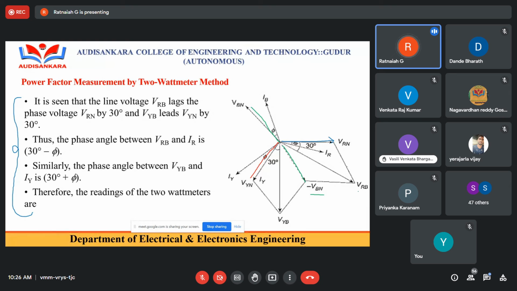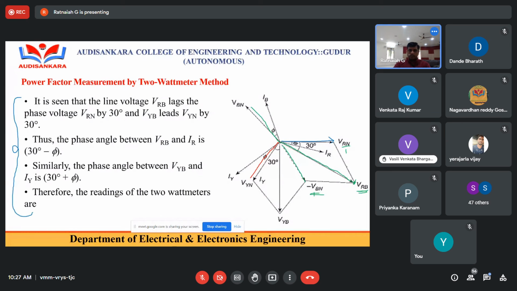Then what is VRB? The vector sum of VRN and minus VBN. As per the parallelogram method, draw the parallel vector from VRN with respect to minus VBN, and also draw the vector from minus VBN with respect to VRN. Both the vectors meet at this common point. Join both the lines and you get one vector. This vector is the line voltage of both R and B. Therefore, I can take this as VRB. The line voltage of the given vector is VRB.